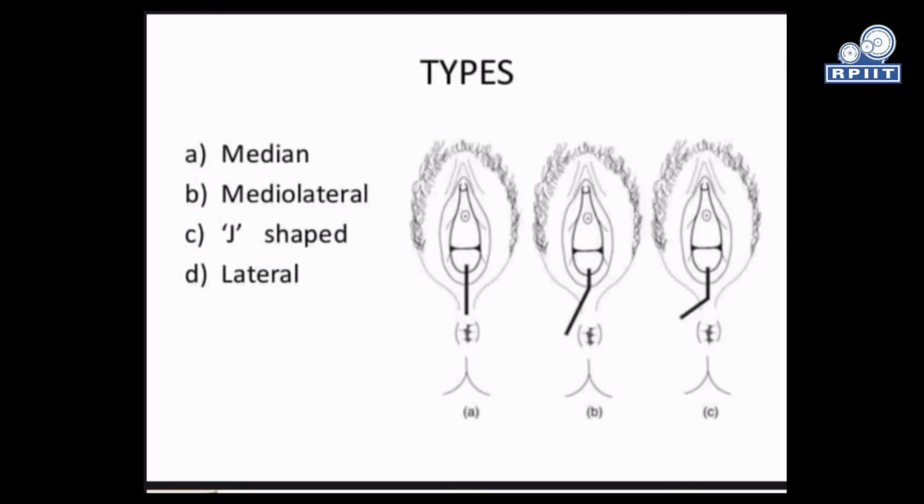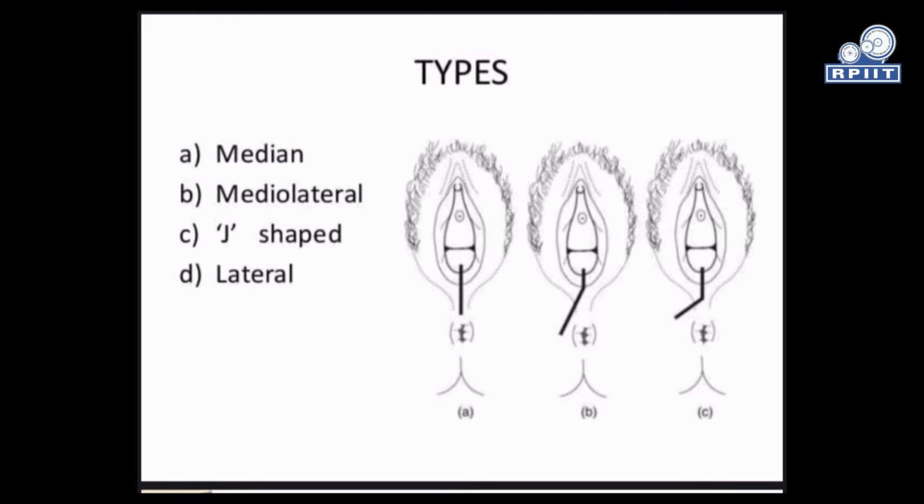Types. There are four types of episiotomy. First is median, next is mediolateral, third is J-shaped episiotomy, and fourth is lateral episiotomy. First, what is median episiotomy? You can also see in the diagram in this slide, the first one. In this type, we give the incision from the center of the fourchette and then it is directed posteriorly for approximately 2.5 cm away from the anus. This is known as median episiotomy.